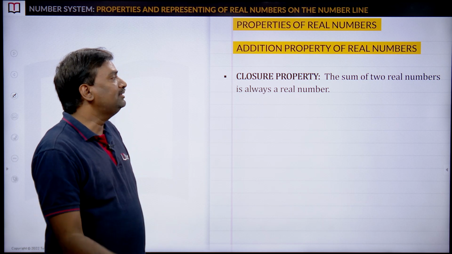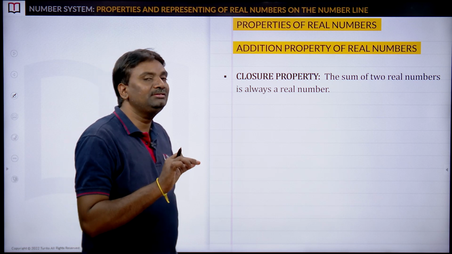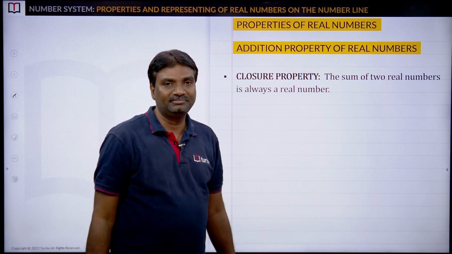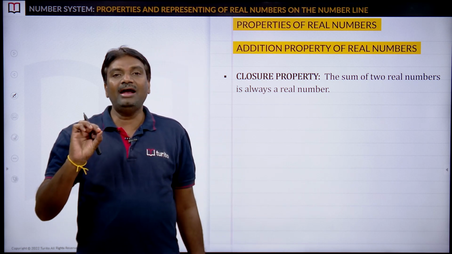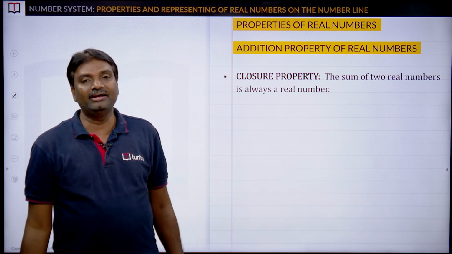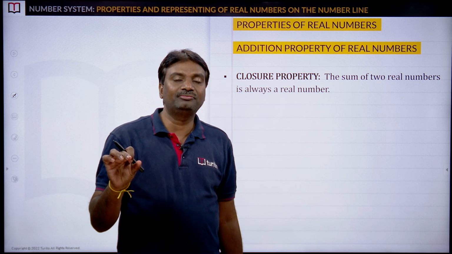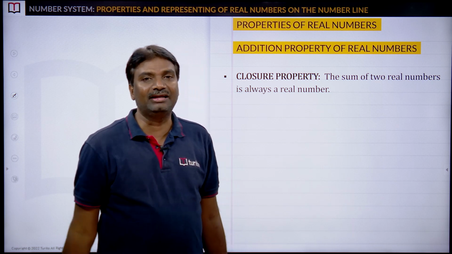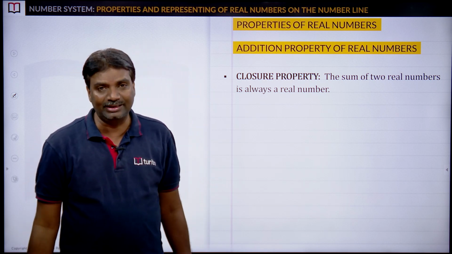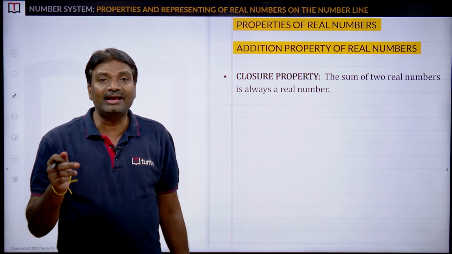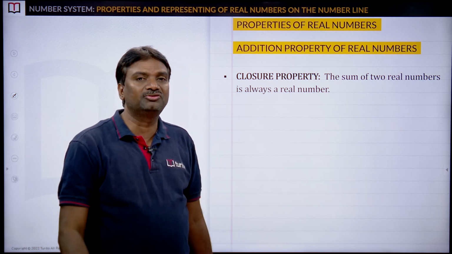Closure property. What is the meaning of closure property? The sum of two real numbers is always a real number. You may add any two real numbers. What is the meaning of real number? That is the combination of rational numbers and irrational numbers. So, that is why you can consider any two real numbers and add them. By adding them, you will get another real number.